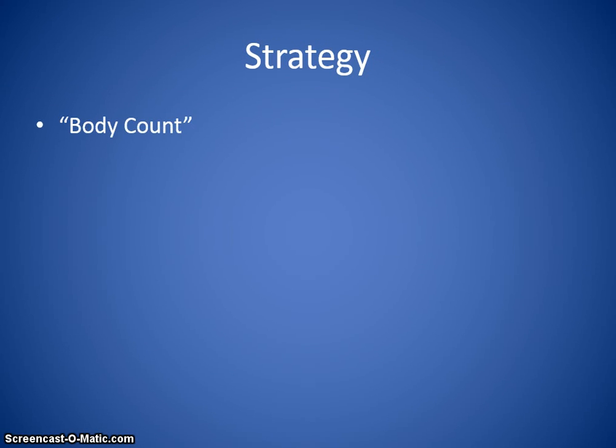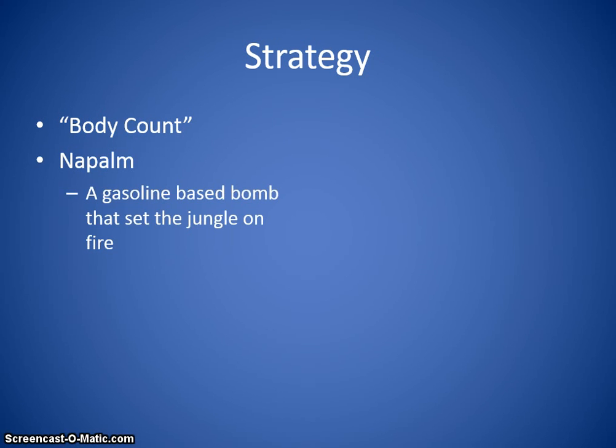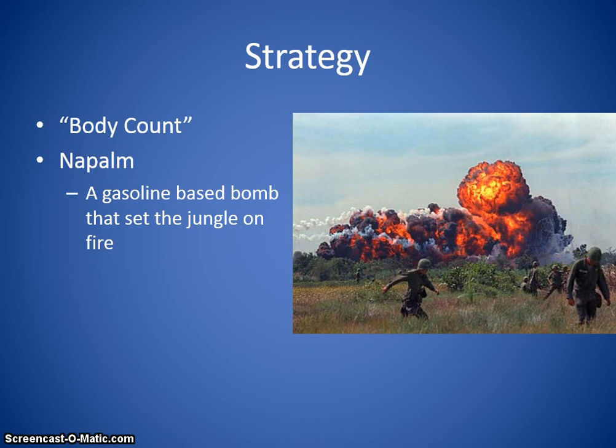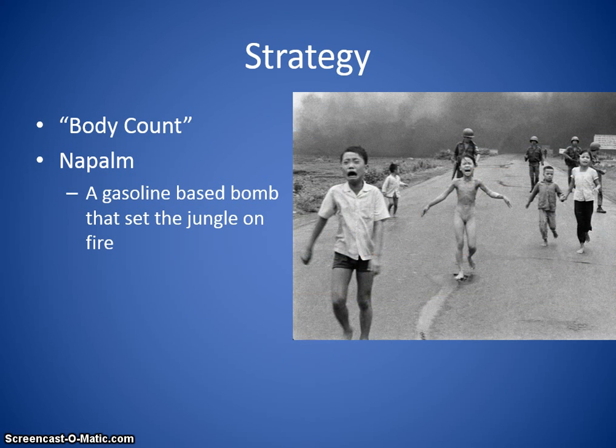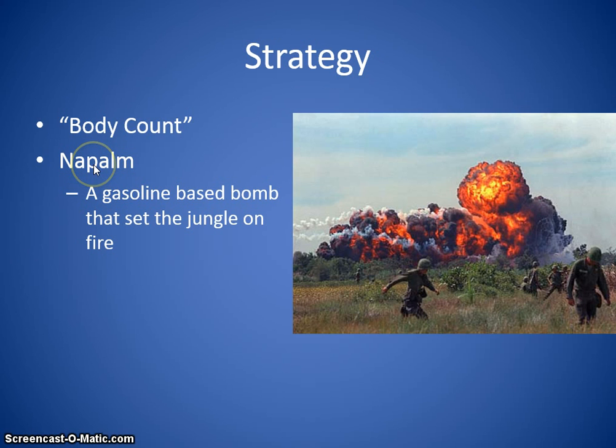The strategy we would use would be the body count. Napalm. Napalm was a gasoline-based bomb that would set the jungle on fire. So we would use that, and you can see pieces of that here. Going back to the body count, what the United States would do is they would report, because Vietnam was the first televised war, so they would report on the body count. How many soldiers have we lost? How many soldiers have they lost? And their numbers were always going to be way higher than ours, so that way it made it look like we were winning.